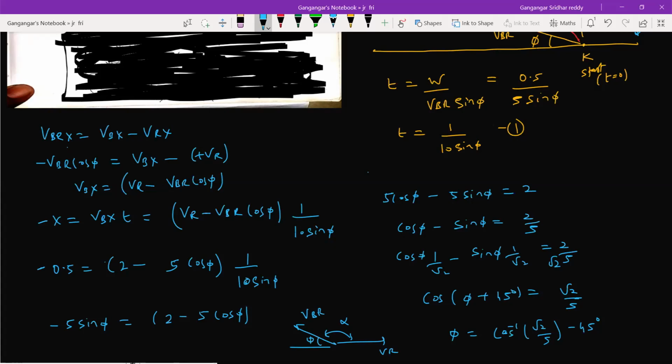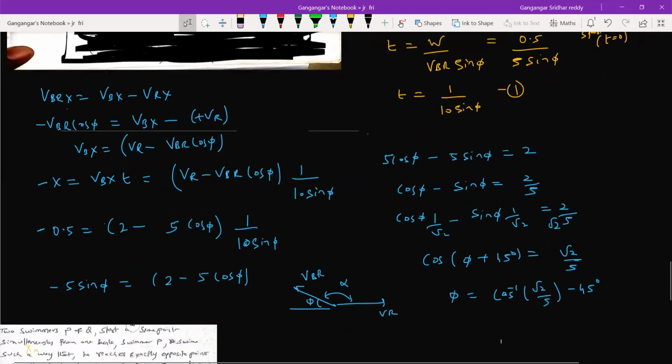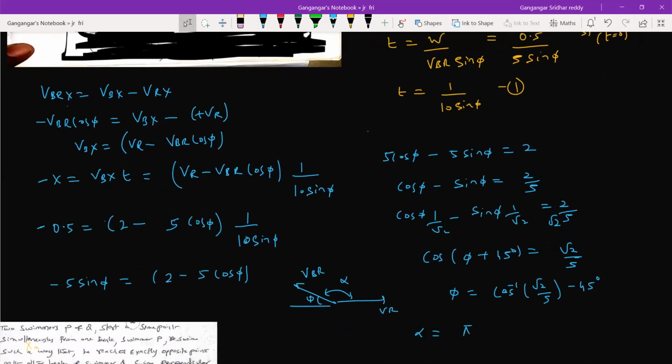So what is alpha now? Angle made by the velocity of boat with respect to river current. Always I should express everything in terms of alpha here. So alpha will be pi minus phi. This angle is our answer. And there is a convention. Okay, I think you have to be careful with this sign. So up the stream, down the stream. So there's one basic method.